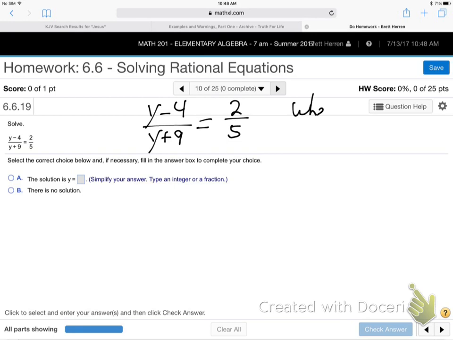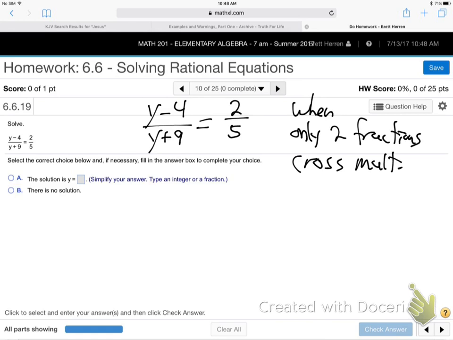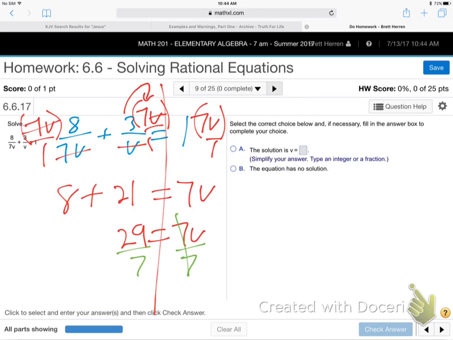So when you only have two fractions, cross multiply. In other words, diagonal, diagonal. Remember that? When you just have one fraction each side. Now, if I had something else, like a plus 6, then you can't do that. You've got a third item now. Like the last problem, where we had one thing, two things, three things. So we couldn't just cross multiply.